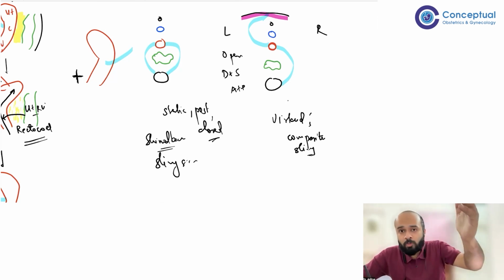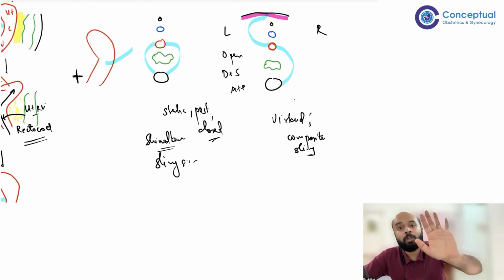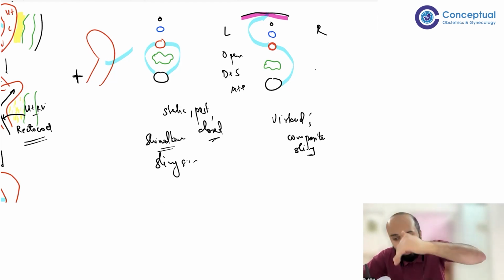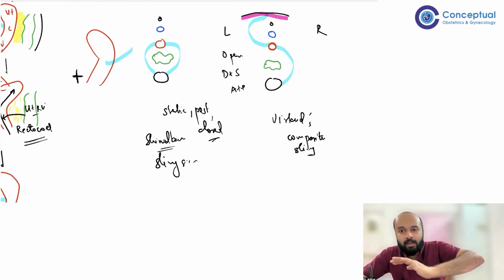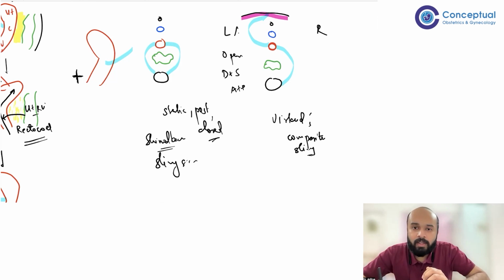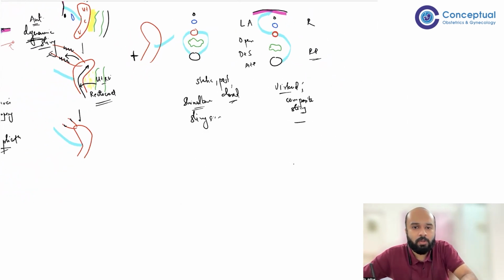The earlier example that I explained in the first question was from a vaginal point of view, from a lithotomy position. Whereas right now I'm looking at it from the abdomen, which is why this is my left and this is my right. So left anterior and right posterior. So this was Virchow's composite sling surgery, and these are the three main surgeries that you need to know.